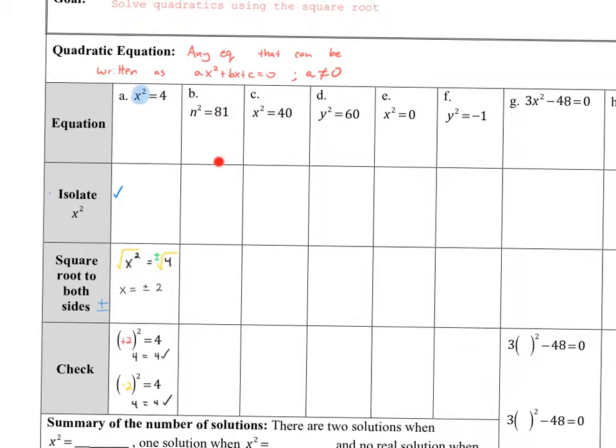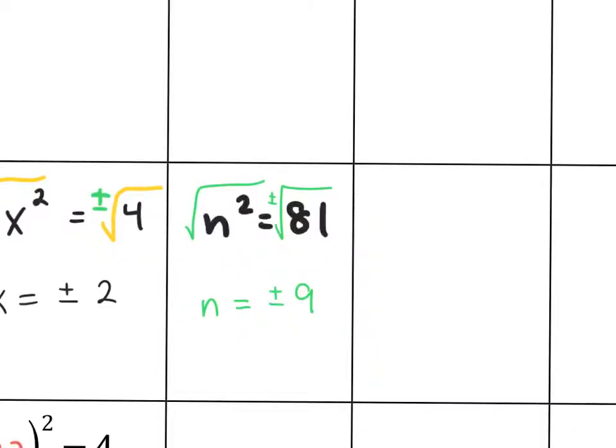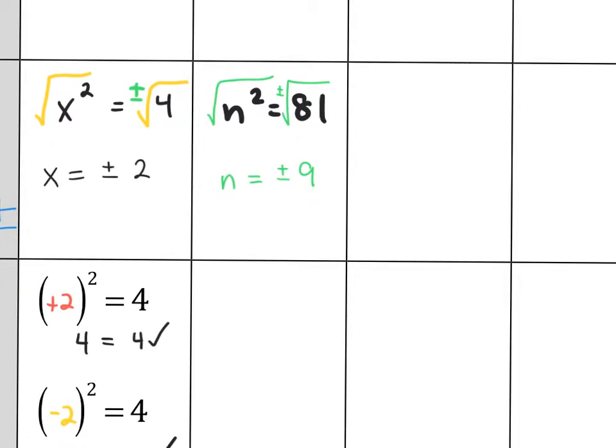Please take a moment now to just attack and check part B. Go. So when we solve this, we get positive or negative 9. And of course, to do a check, we plug in 9 quantity squared. Does that equal 81? And 81 equals 81. And then when we try that with a negative, the same thing occurs, and we end up with 81 is equal to 81 there.